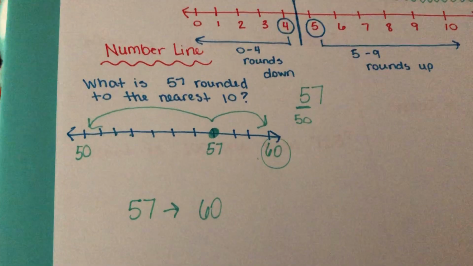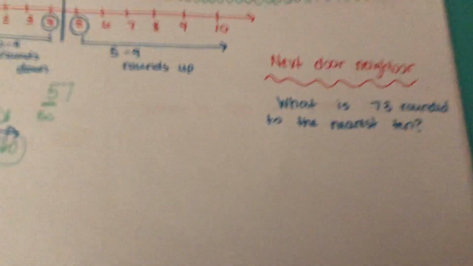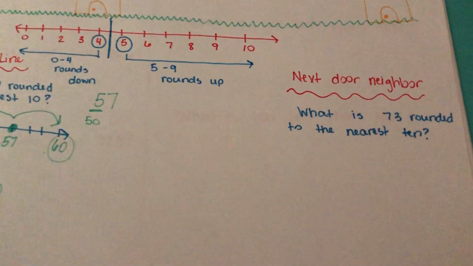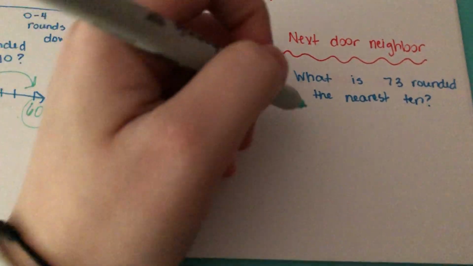So now let's go to the next strategy that we have, which is called next door neighbor. I don't really know why it's called that. I think we just named it that. It's not a real term. So we're going to say, what is 73 rounded to the nearest 10?